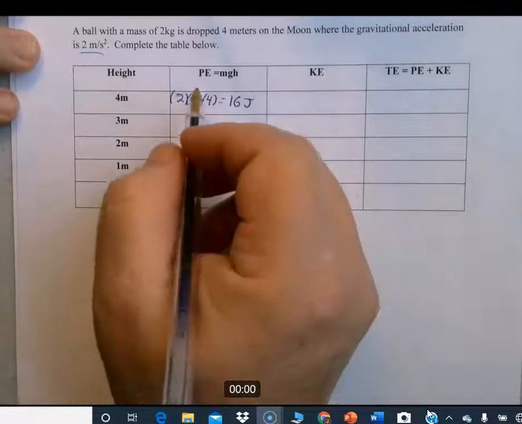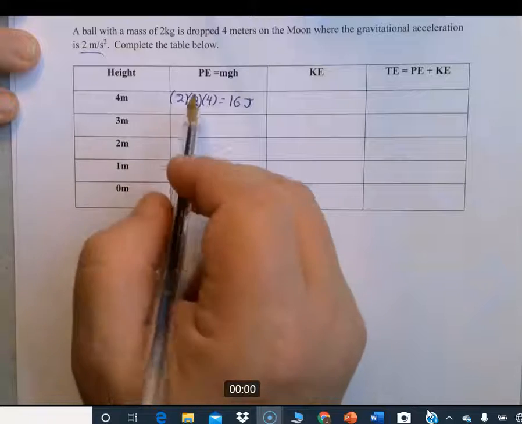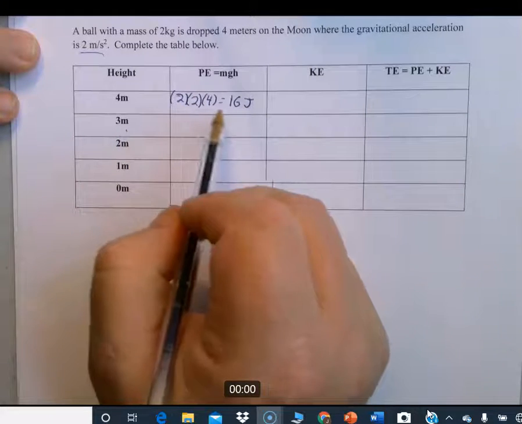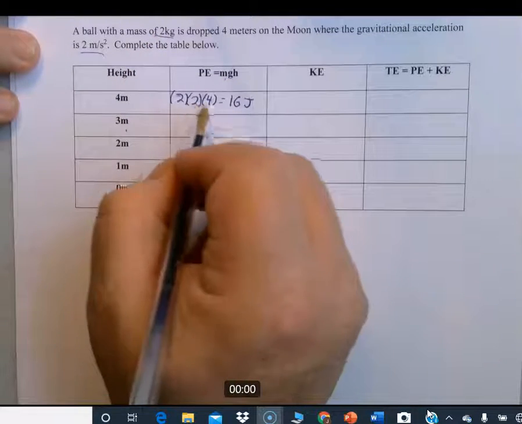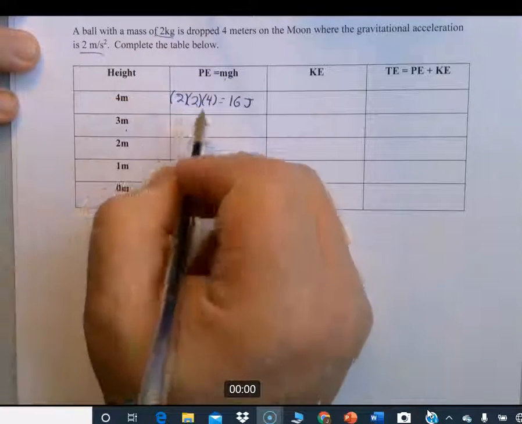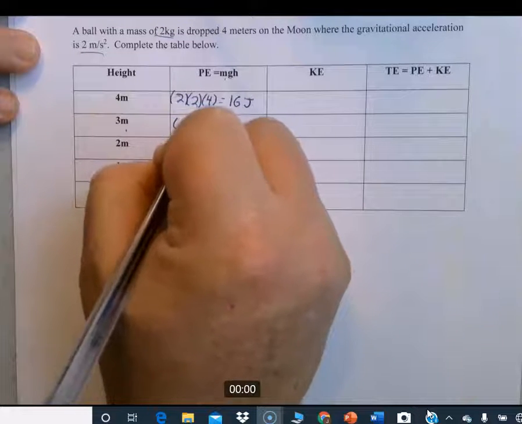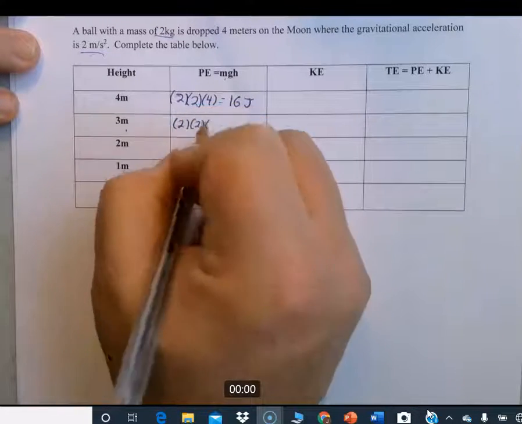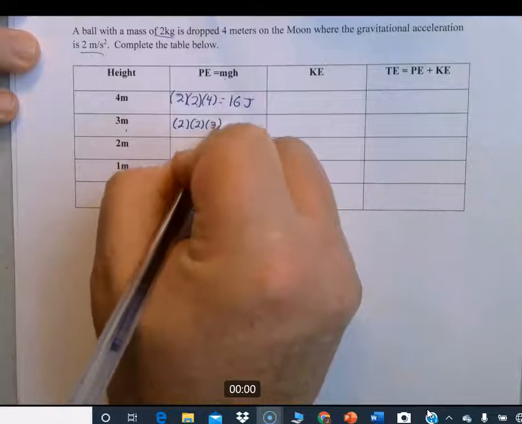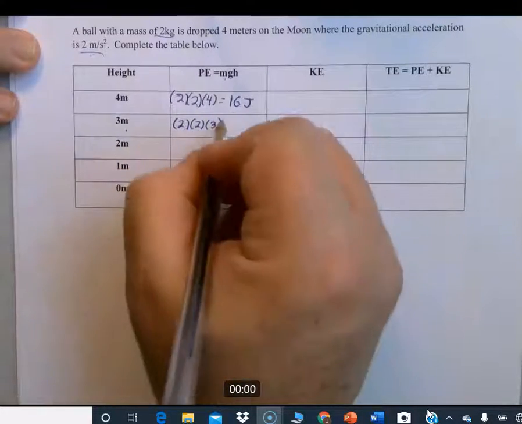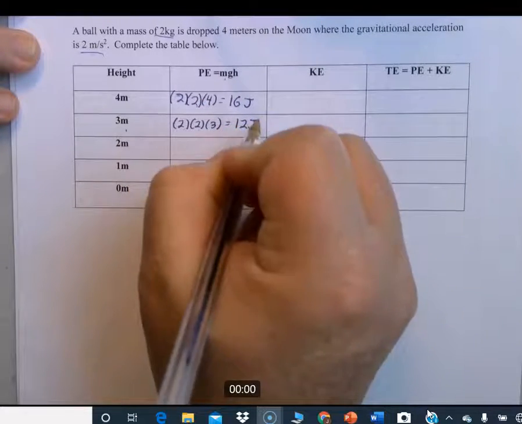All right. Now we're going to go down. I'm going to do actually one more here. Now, at 3 meters, well, the mass is still the same. It didn't change. It's still 2 kilograms. The gravitational acceleration is still 2 meters per second squared. So 2 times 2. Now the thing that changed is the height. The height is now 3 meters. So 2 times 2 times 3 equals 12 joules. So it now has 12 joules of potential energy.